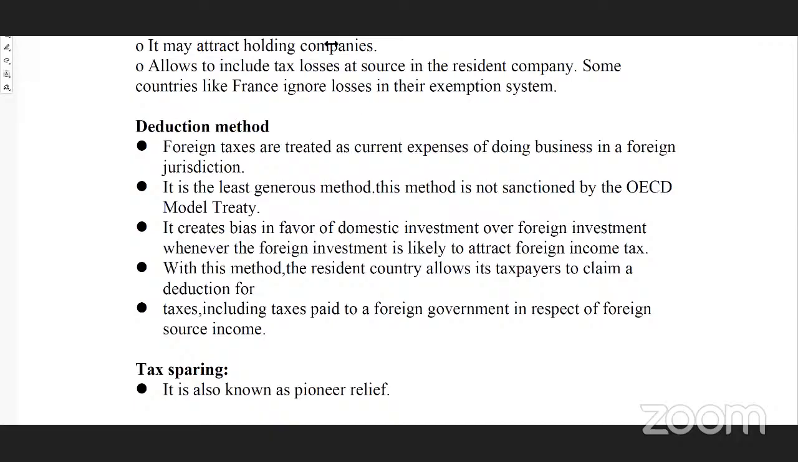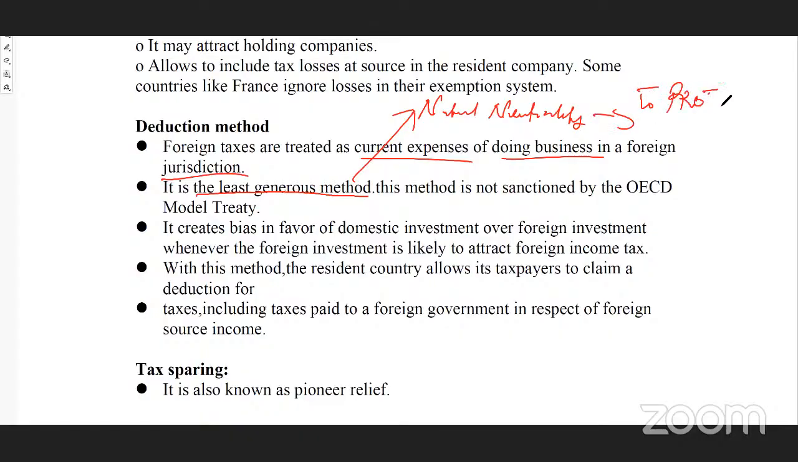Now, foreign taxes are treated as current expenses of doing business in a foreign jurisdiction. And this is the least generous method. We know that because it wants to achieve what? Why is the deduction method the least generous method? Because it wants to achieve national neutrality. And what is national neutrality? To protect what? I told you. To protect national interest. National income. Or revenue. Yes.